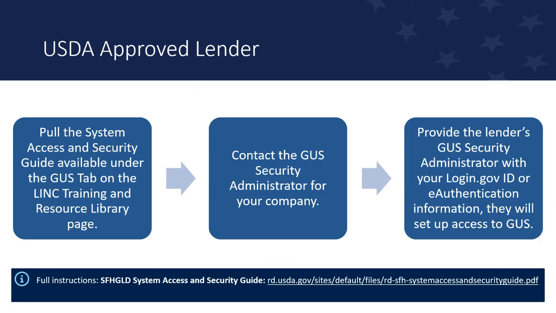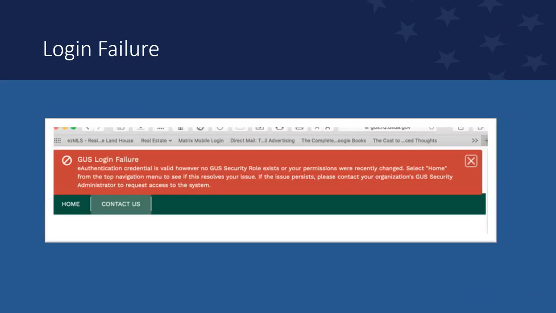And like I previously stated, a link to the System Access and Security Guide is on this slide as well, and there are step-by-step instructions in the guide to help you set up your Login.gov account on pages 6 through 13. Okay, remember, I said earlier, once your Login.gov is set up, if you try to log into GUS, you could potentially receive an error if you don't have roles assigned, and this is the error. If you try to log into GUS with no roles, or if your roles have been changed, then you'll receive this error. So if this pops up, then as a third-party originator, you'll reach out to the approved lender that you're working with to be assigned roles as a lender agent. As a direct lender, you'll reach out to the security administrator for your company to be assigned the representative role.